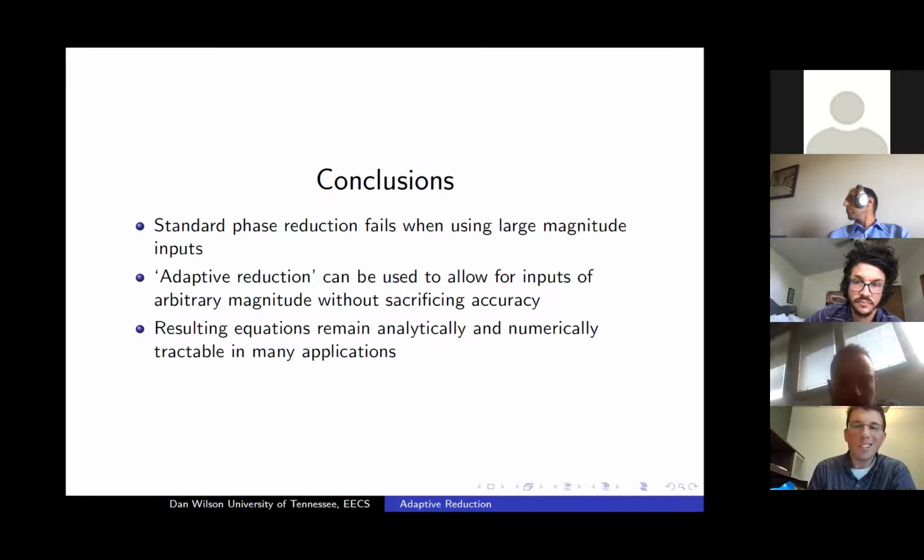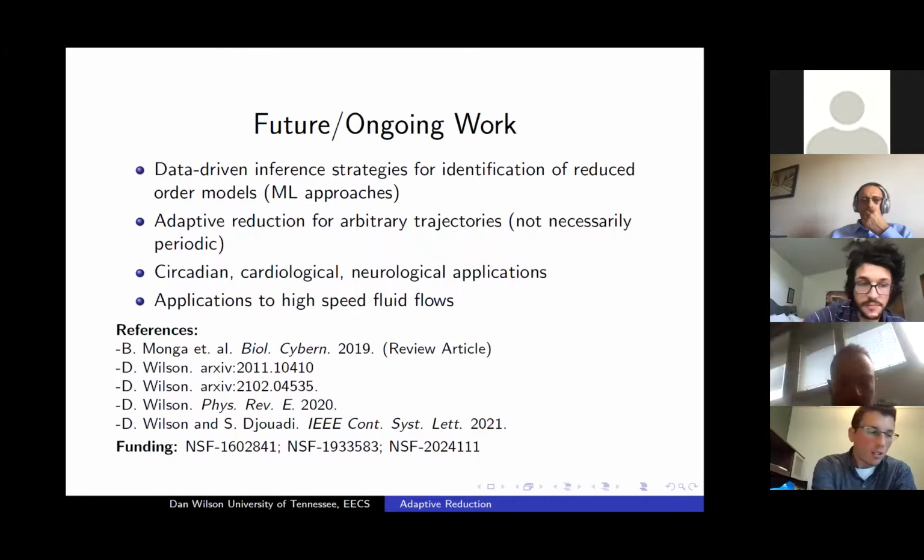This adaptive reduction strategy, where we have some nominal, some adaptive parameter to try to keep you close to some underlying limit cycle, can be used to add maybe a couple extra states to your reduced order model without having to sacrifice accuracy if you're using very large magnitude inputs. And the resulting equations, as we've seen in the couple examples I've shown, remain analytically and numerically tractable in many applications.